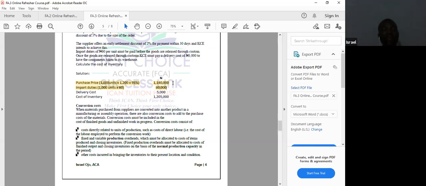Then after that, we have the delivery cost of 5,000. It is important because it is carriage inward, a cost that we incur to bring the item from the point of sale to the point of need. So 5,000 will also be added to it. The total addition will now be 1,205,000. The 1,205,000 is the total cost of the inventory purchase. So in our statement of financial position, the cost that we're going to use to record it is 1,205,000.